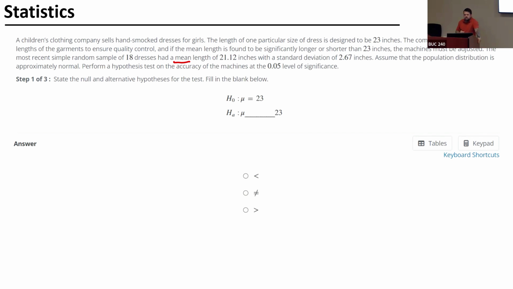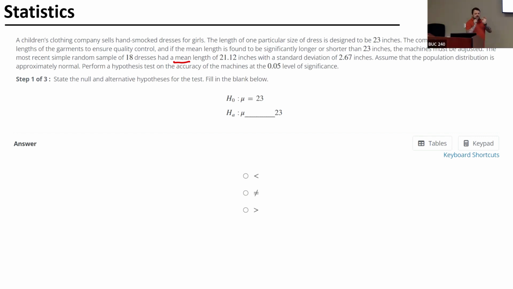And then you have to decide, okay, am I dealing with a population standard deviation, or do they not give me the population standard deviation? As I told one student yesterday, read it like this. Look, the most recent simple random sample of 18 dresses, that's obviously speaking of a sample at that point. Had a mean length of 21.12 inches. Then right immediately after that, they start going, oh, and with a standard deviation of 2.67.